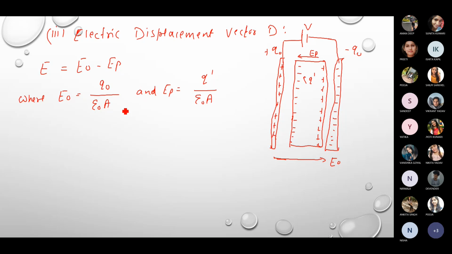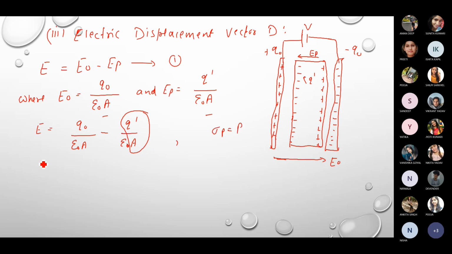Therefore, if you substitute both of these values in this equation, let us say equation number 1, so E must be equal to Q naught divided by epsilon naught A minus Q dash divided by epsilon naught A. But we also know that this quantity, charge upon area, what is this? This is surface charge density, right? And surface charge density is equal to what? Sigma p is equal to what?